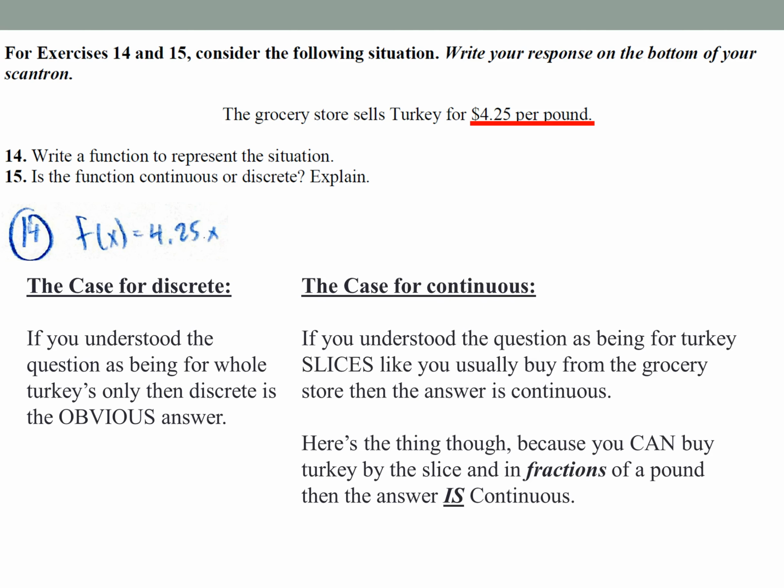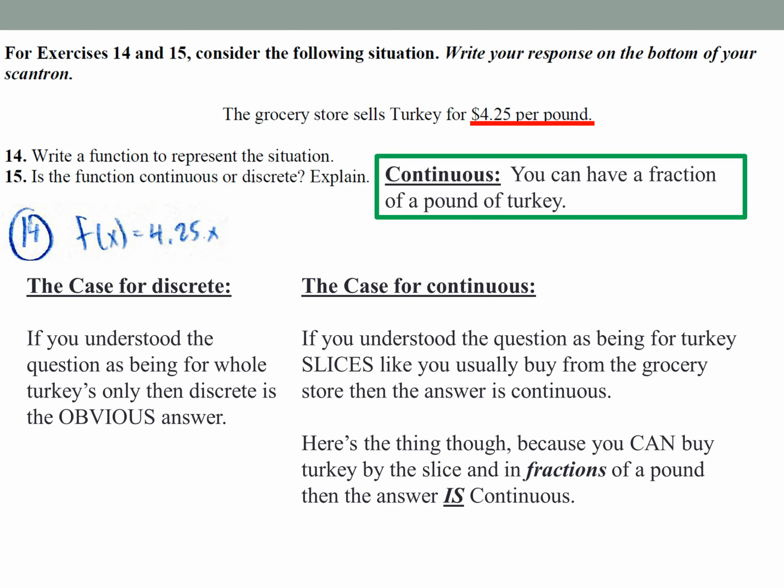However, continuous, if you understood the question as being for turkey slices, because you can buy those per pound, like the statement is saying, like you usually buy from the grocery store, then the answer must be continuous. And here's the thing. Because you can buy turkey by the slice and in fractions of a pound, the answer is continuous. So, of course, continuous is the absolute correct answer.